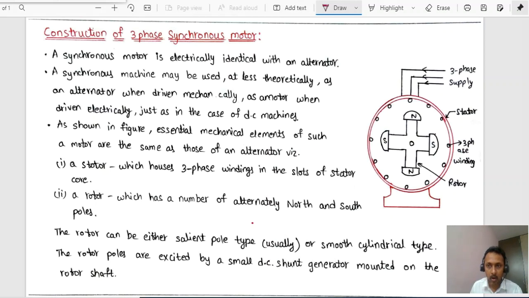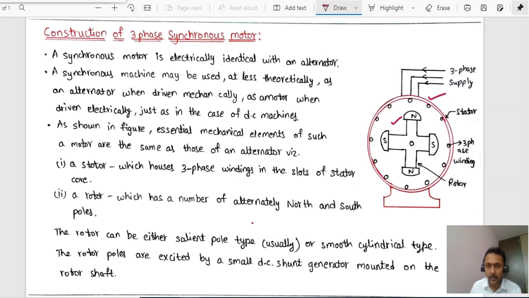The main essential components are, here also, a stator frame and a rotor, and the stator is going to have slots. The stator frame consists of slots where we place the stator winding, right, and this stator frame will be laminated. It is made of silicon steel, laminated in order to minimize the hysteresis and eddy current losses. The core will be laminated.